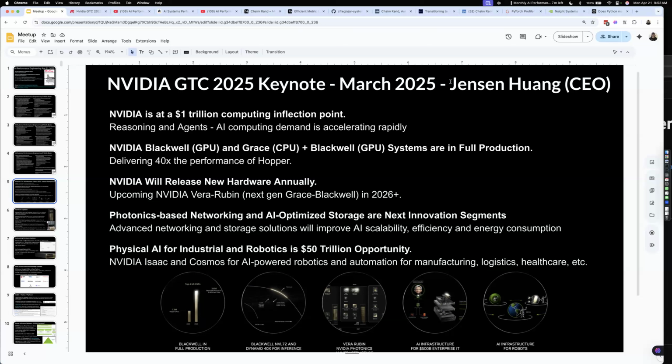The other big thing was photonics-based networking. This actually occupied a fair amount of Jensen's keynote talk, which is about what they're calling, I believe, co-packaged optics. So CPO. I have another slide on it here in a bit, but think of this as really, really high performance photonics-based networking.